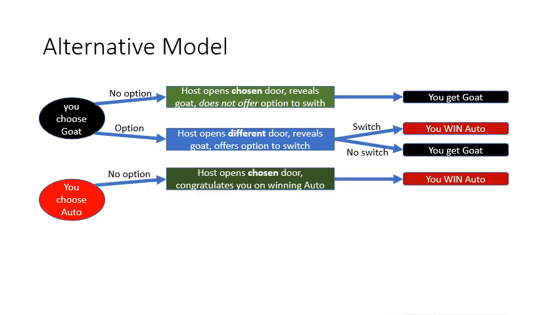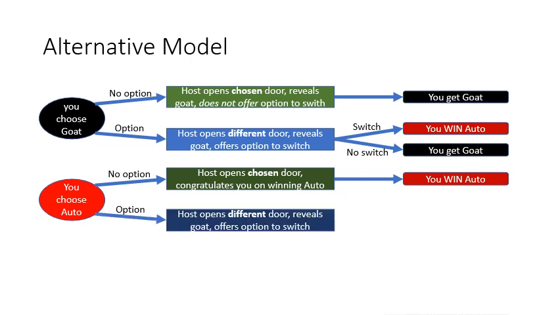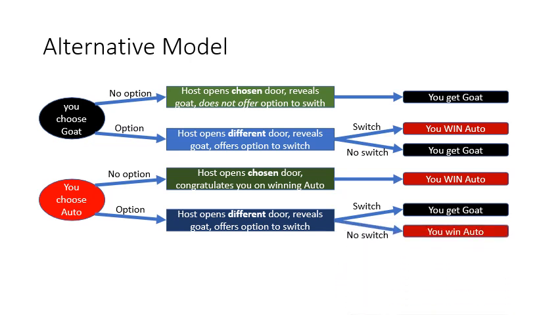Now, in the other case, if you have chosen the auto and the host offers you no option, the host can just open the door and say, congratulations, you made the right choice, you won. Or he can open a different door, and both of the doors now have goats, and he can say, okay, here's a goat, do you want to switch? If you switch, you will get the goat, and if you don't switch, you win the auto. So this is the picture of the deterministic game where there is no probability. It's just a game of strategy.